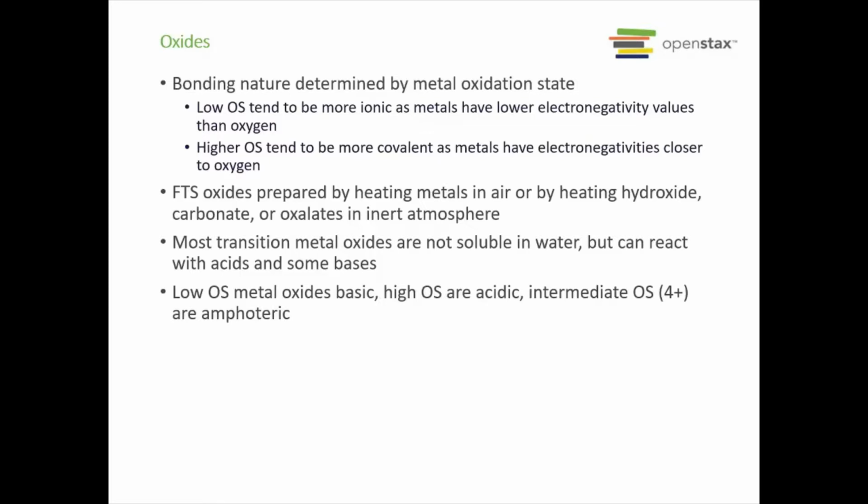Most transition metal oxides are not soluble in water, but they can react with acids and some bases. When you have a low oxidation state metal, these tend to be basic, whereas the higher oxidation state metal oxides are acidic, and the intermediate ones that have an oxidation state around 4+ tend to be amphoteric. So if you remember, amphoteric means it can act as an acid or a base. You can see some example equations in your book.